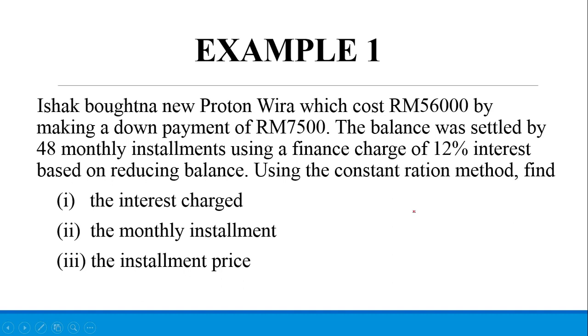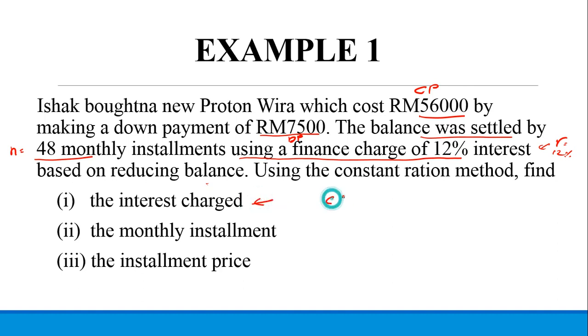Let's say for the first example, Hub bought a new Proton Wira which costs 56,000. This is the cash price. By making a down payment, the balance was settled by the 48th month, so N equals 48. Using a finance charge of 12% interest, which is R equals 12%, based on reducing balance using the constant ratio method. The first question asks you to find the interest charge.